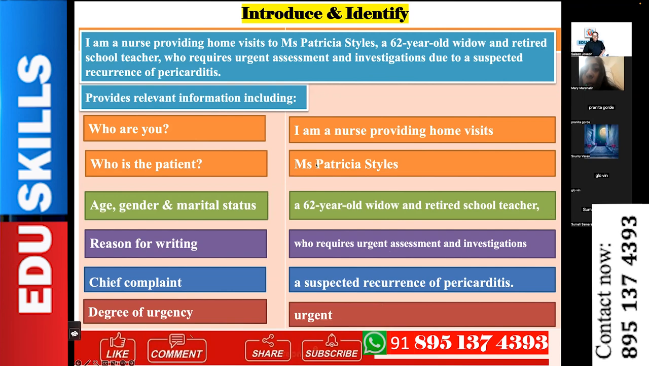So, 1, 2, 3, 4, 5, 6 aspects. But the 2nd, 3rd, 4th, 5th, these are very, very essential. You should not miss this. If you miss one of them, instead of Airavata, you will travel by auto or bicycle.